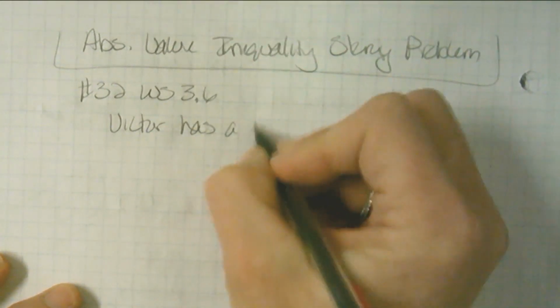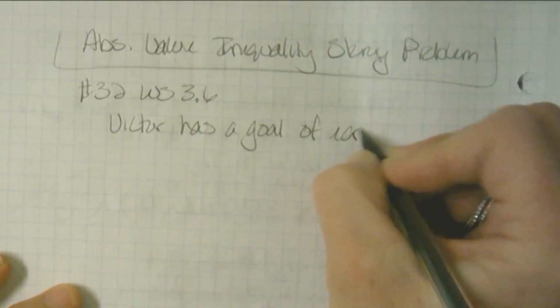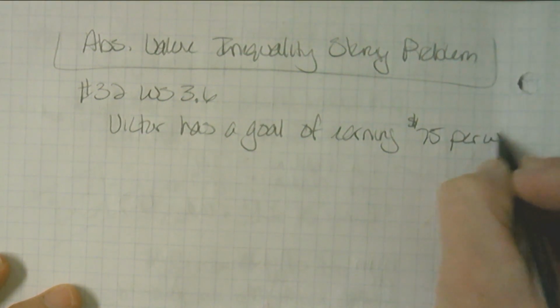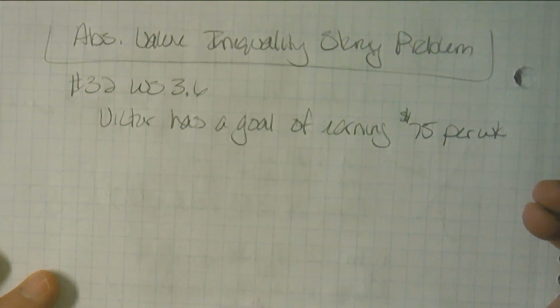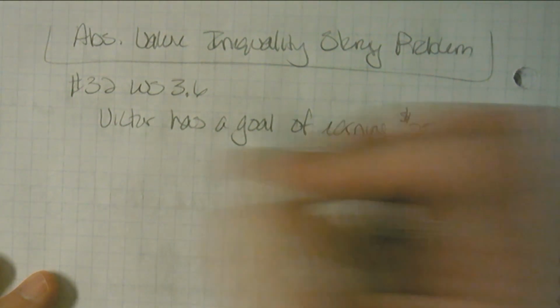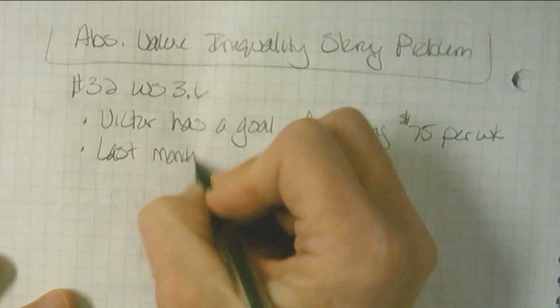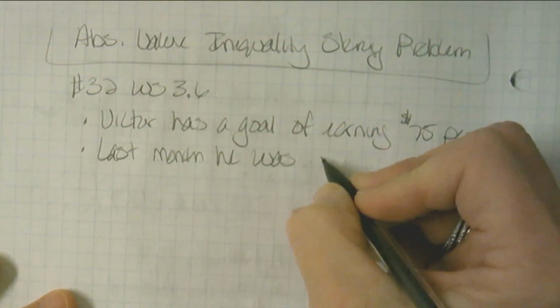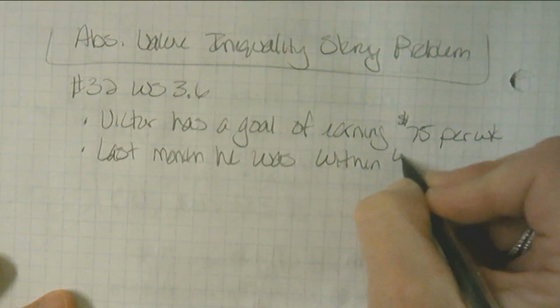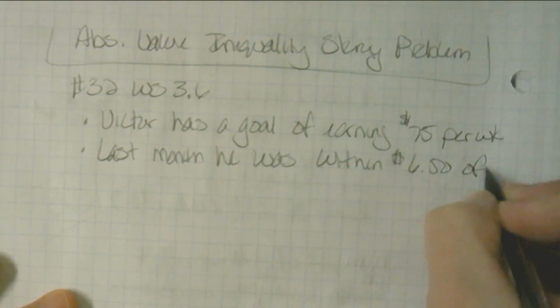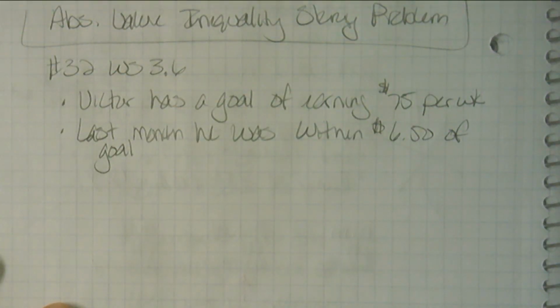Victor has a goal of earning $75 per week. All right. Then it says, last month, he was within $6.50 of his goal. Find the range of amounts that he earned last month.